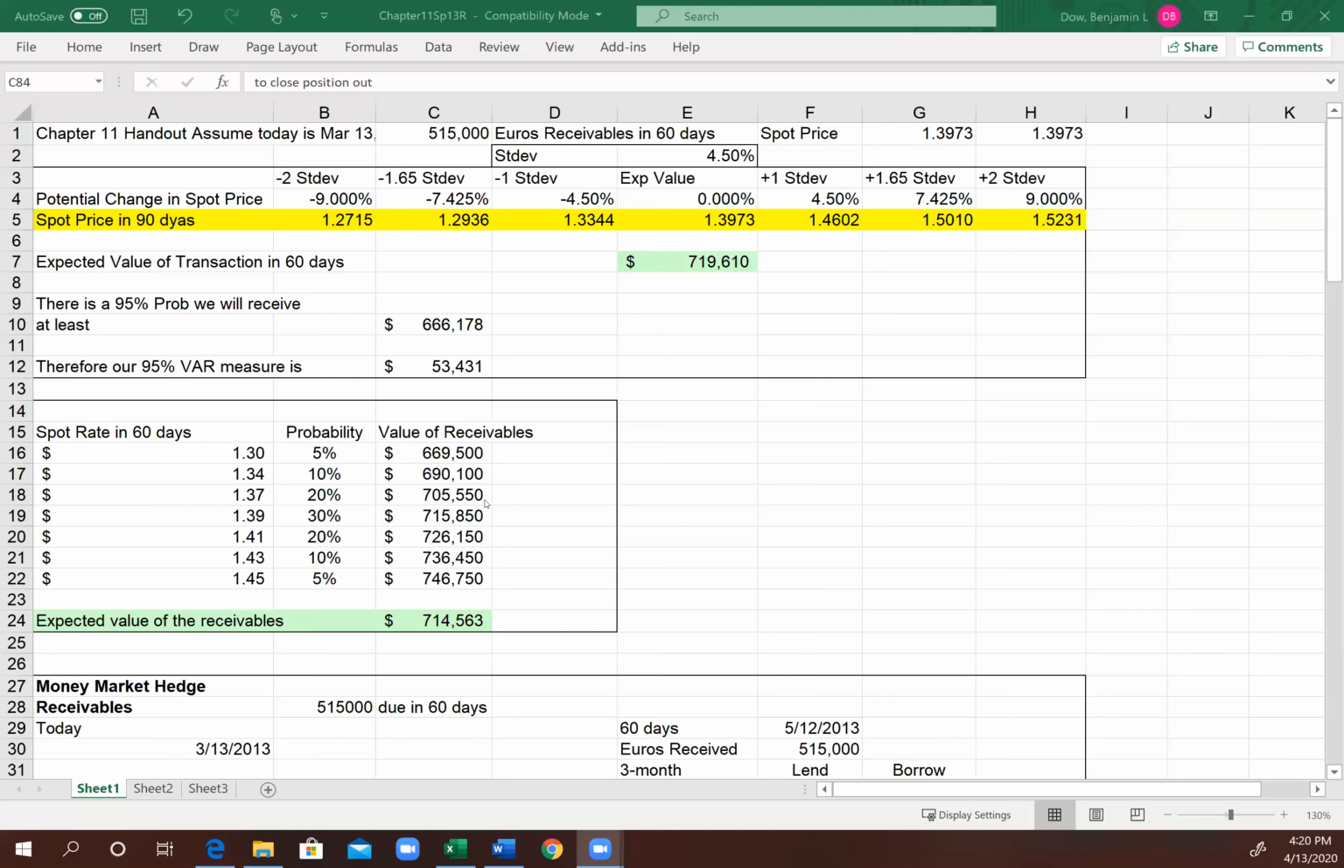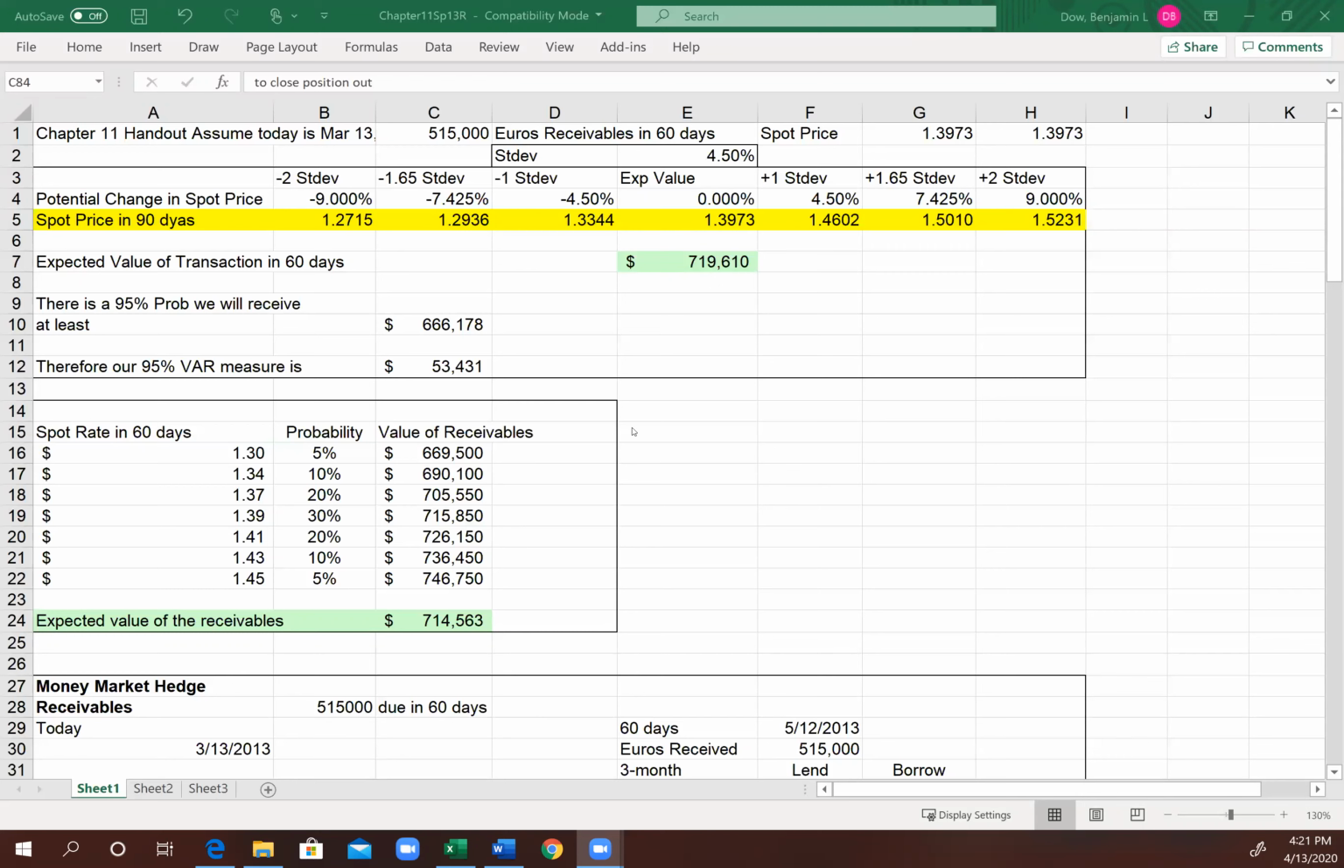Now, what's nice about this is people can see exactly what the receivables are worth and what the probability is that that occurs. And so then they can make decisions. In fact, we're going to use this discrete probability distribution in Chapter 11 to come up with some expected values, to come up with what we call the cost of hedging versus not hedging. It's just a little bit simpler methodology.